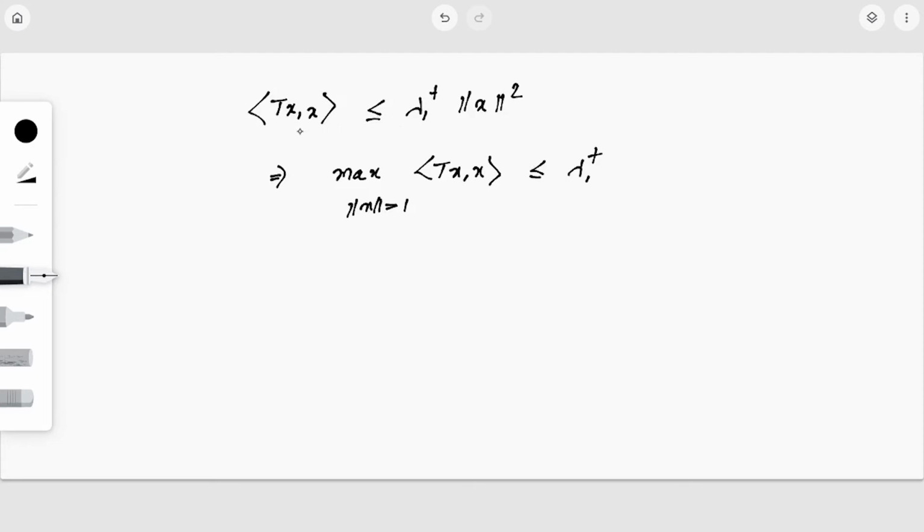Or rather, it is not less than or equal, it is equal. The inner product ⟨Tx, x⟩ is less than or equal to λ₁⁺ into norm x square. So if I suppose that norm x is 1, I get ⟨Tx, x⟩ is less than or equal to λ₁⁺. So the maximum value of this inner product ⟨Tx, x⟩ at norm x equal to 1 will be equal to λ₁⁺.